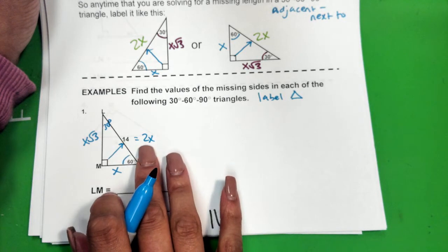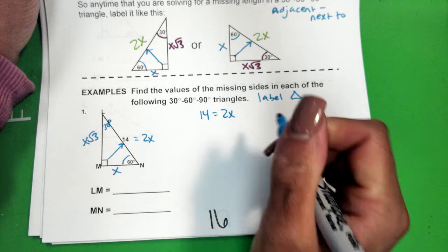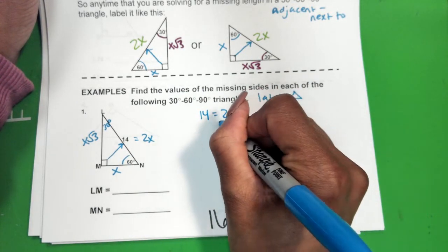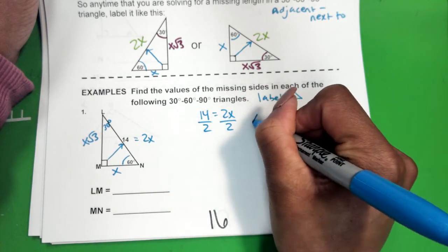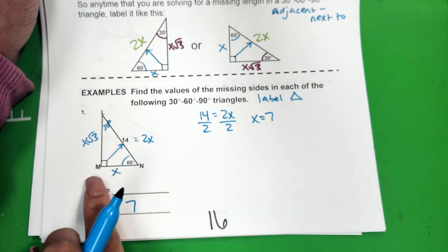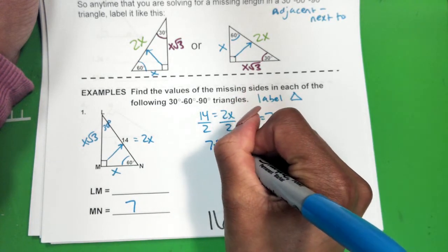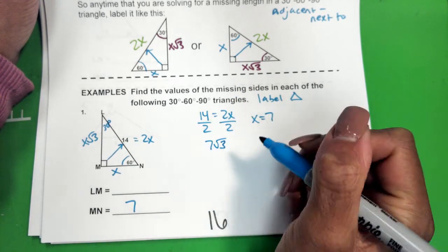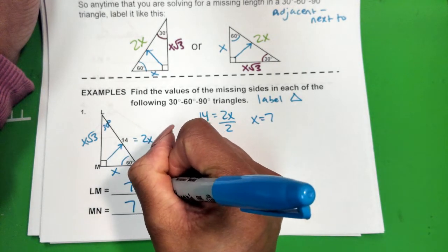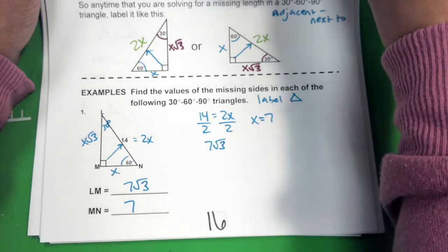Well, I know that 14 equals 2x, and I can solve for x, my little part. So I'm going to solve for x by dividing by 2, and so x equals 7. So MN is 7. And now I need to just multiply it by x root 3. 7 times square root of 3 is just 7 square root of 3. And so that's how I label that triangle. Now let's try the other side.